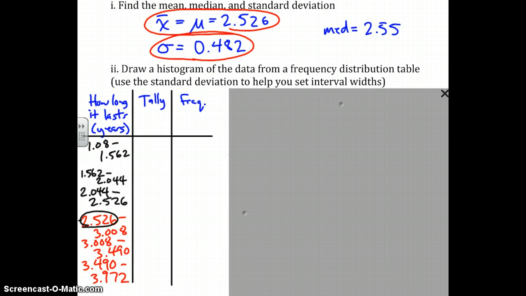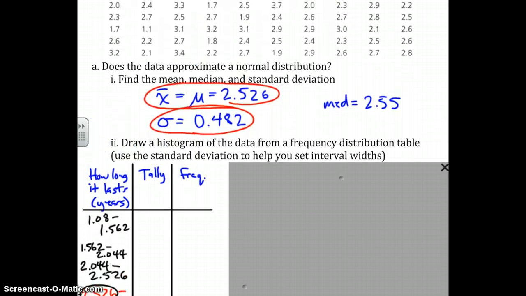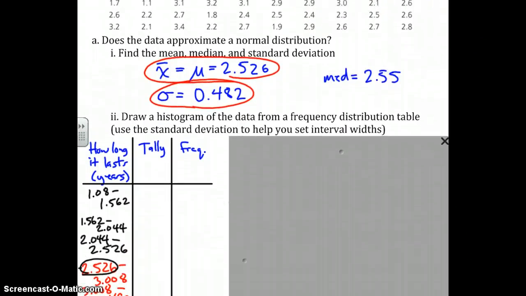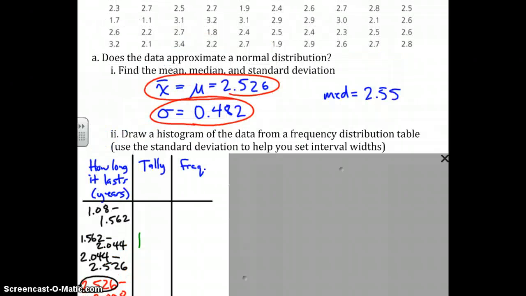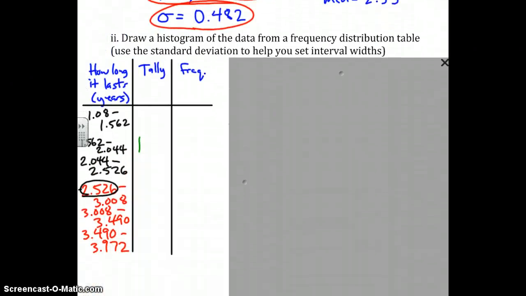Now what I need to do is go up to my data and tally this stuff. So I've got 2.0. Where does the 2.0 fall? Well, it falls in here. Then I go to 2.3, where does that fall? Well, it falls in here. You could go ahead and pause this video to do that. I'm going to jump up to the frequency. So, pause, do that. Hi, welcome back.